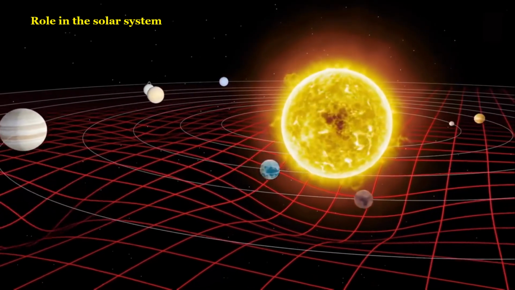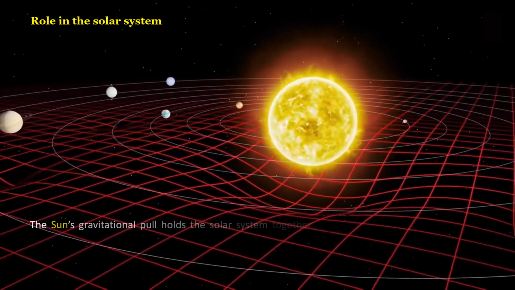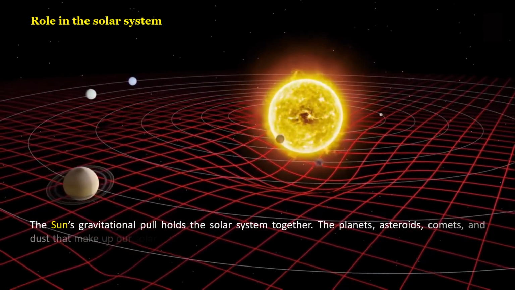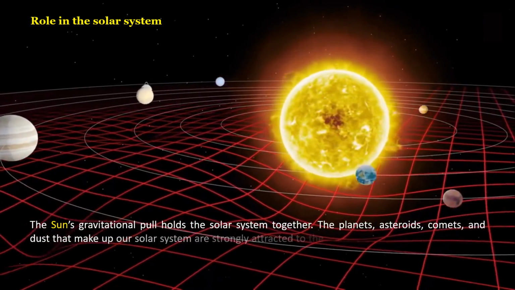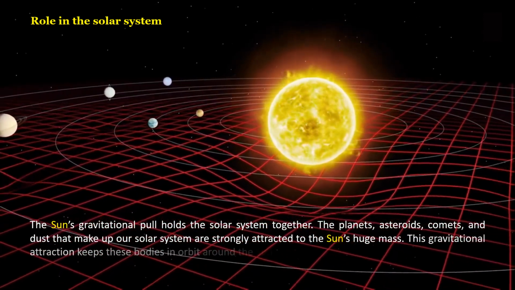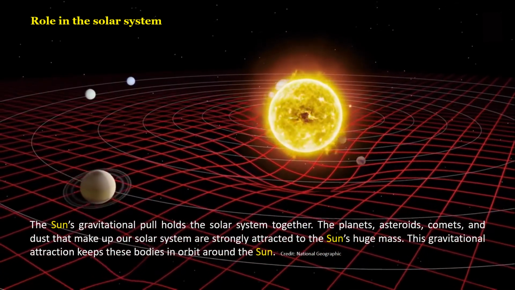Role in the solar system. The Sun's gravitational pull holds the solar system together. The planets, asteroids, comets, and dust that make up our solar system are strongly attracted to the Sun's huge mass. This gravitational attraction keeps these bodies in orbit around the Sun.